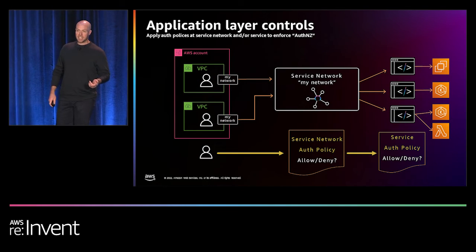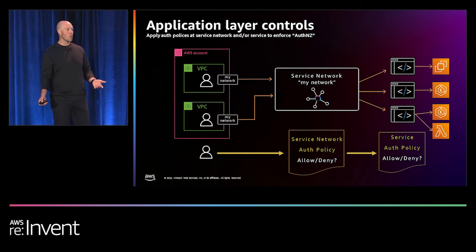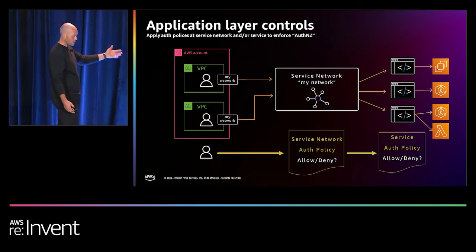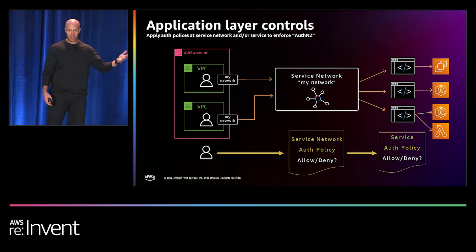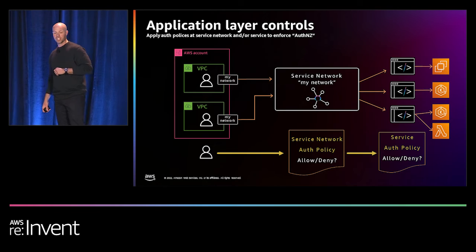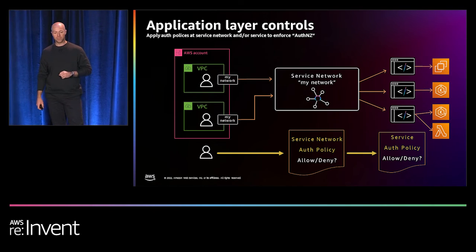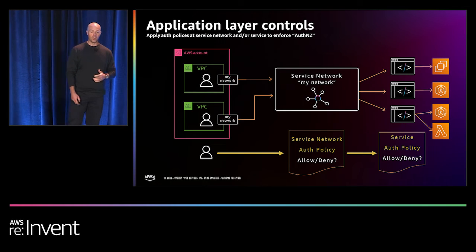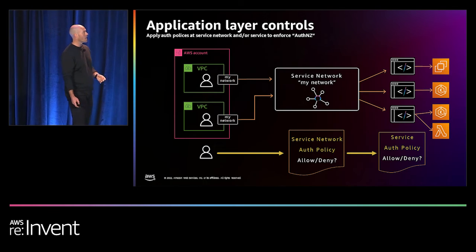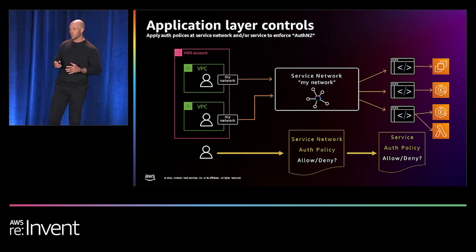The second is the application level controls. Again, we want both, right? We want both. We want network level controls, we want strong authentication, reliable authentication, and context-specific authorization. And this is what we get with the auth policies. As we talked about before, these are IAM resource policies that you can apply at the service network or at individual services. It gives you really good flexibility.